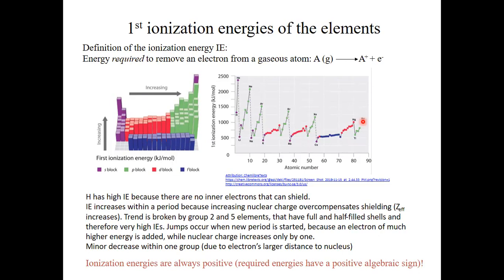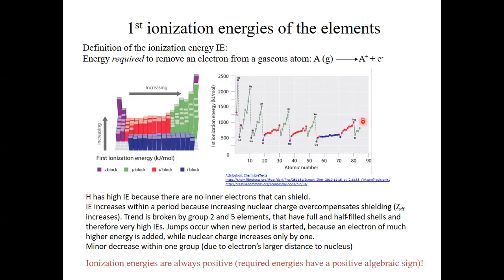So the question is, how can we explain this? We can explain this again with the help of the effective nuclear charge. The effective nuclear charge increases within a period. For that reason, our electrons are being held more strongly to the nucleus, and that means that it's harder to remove these electrons from an atom.